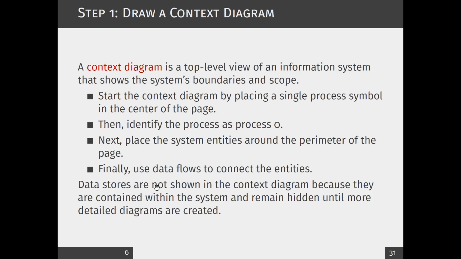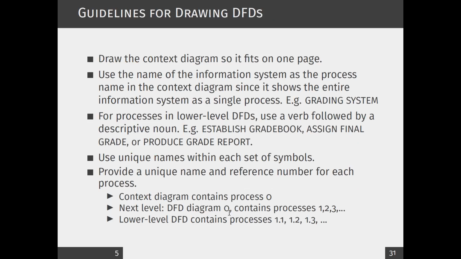Similarly, the next level diagrams we normally call data flow diagram 0, or level 1 DFDs. We normally have numbers as 1, 2, 3. And let's say if you want to go into more details under process number 1, then we can go in as 1.1, 1.2, 1.3, and so on. Right.